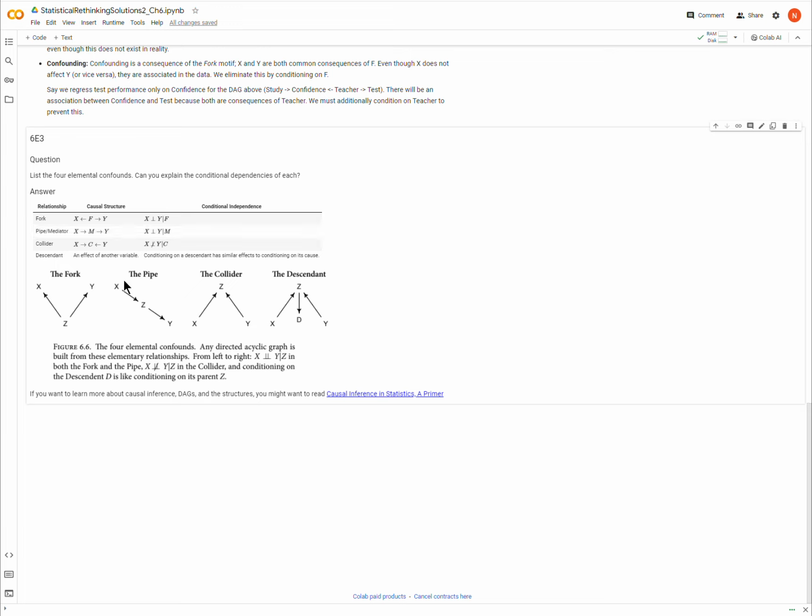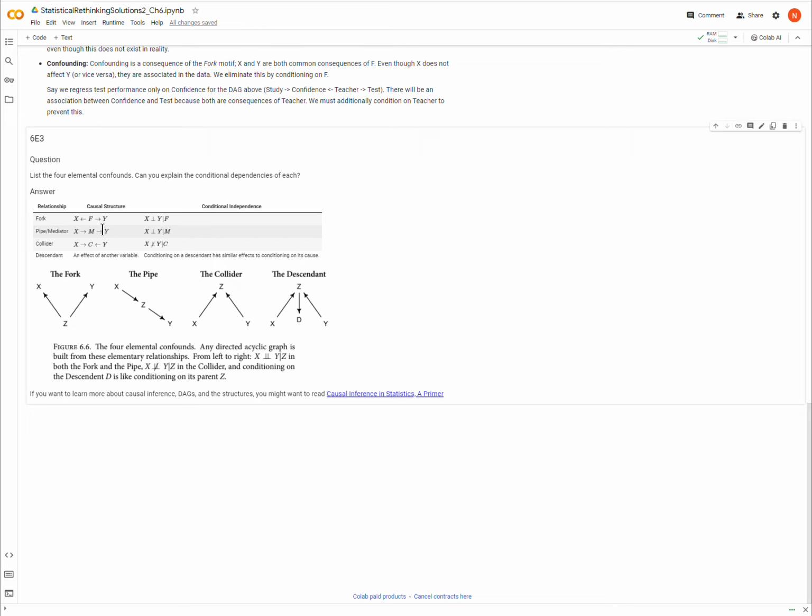All right. So one thing that's important to recognize here is that in both forks and pipes, conditioning on this middle variable, in both forks and pipes, x and y are dependent on one another.